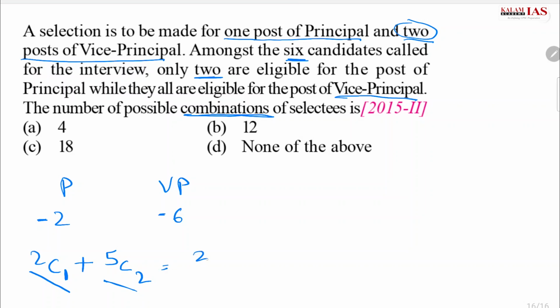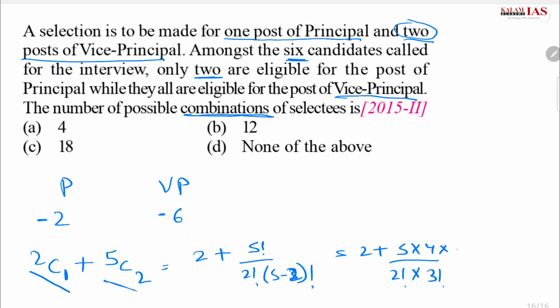It is simply 2C1 times 5 factorial divided by 2 factorial into 5 minus 2 factorial, which is equal to 2 times 5 into 4 divided by 2 factorial into 3 factorial into 3 factorial. On simplifying this we get 12. So there are 12 possible combinations of selection for the post of principal and vice principal.